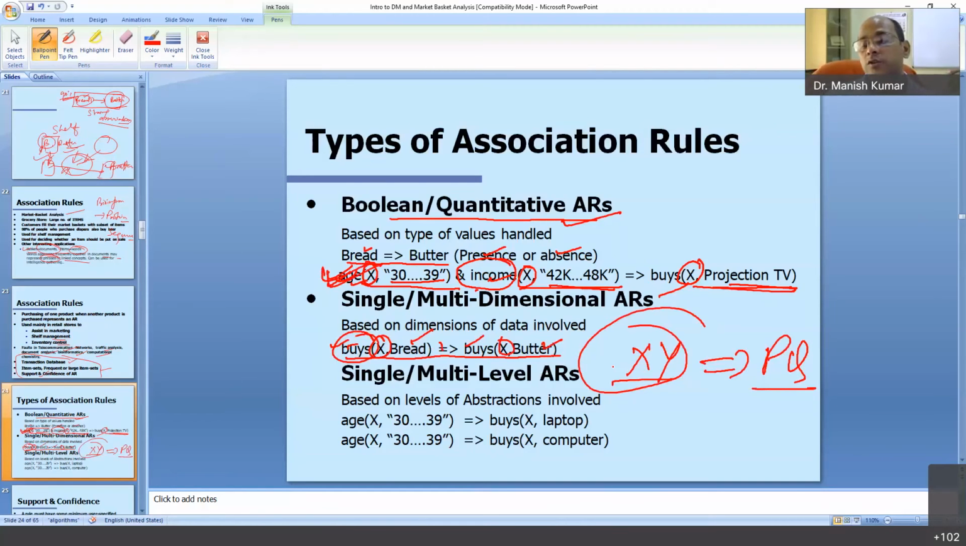Multiple features or dimensions could be part of the left side, and multiple dimensions could be part of the right side as well. That is something you can do. Obviously, the joining of these dimensions could always be done with logical operators like and, or, something like that.